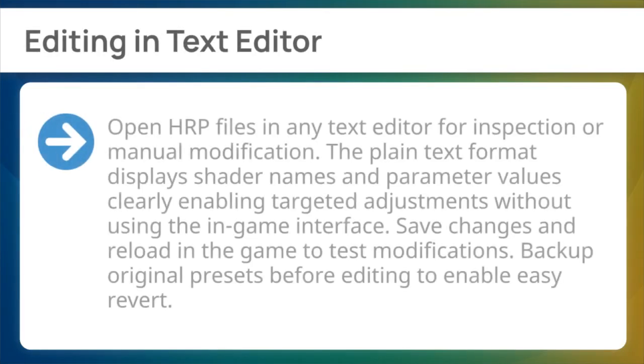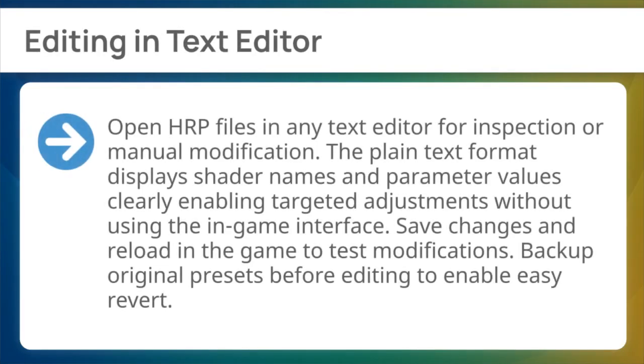Next, editing in a text editor. Open HRP files in any text editor for inspection or manual modification. The plain text format displays shader names and parameter values, clearly enabling targeted adjustments without using the in-game interface. Save changes and reload in the game to test modifications. Backup original presets before editing to enable easy revert.